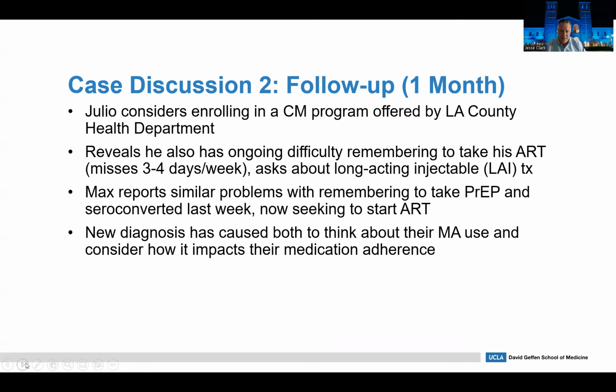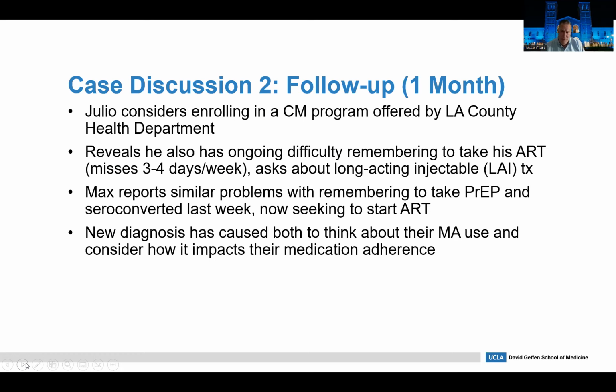Okay, so in our case, Julio considers enrolling in a contingency management program that's run by the LA County Health Department. That'll be much better than the referral you gave him before, which fell through. But as you talk more about it, viral load, he says he's been forgetting to take his ART, his Biktarvy. He misses 3 to 4 days a week, and asks you about long-acting injectable therapy like Cabenuva. He's seen these commercials of people biking through the south of France and living their best lives because they started Cabenuva, and he wants to be one of those people.